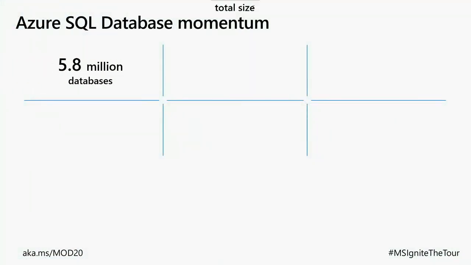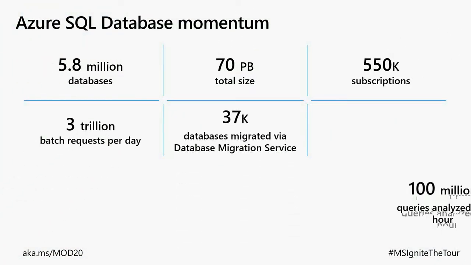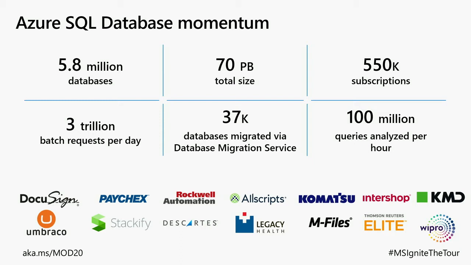So basically, I'm ready to do the migration, but before we do that, let's talk a little bit about Azure SQL Database. We have a very nice momentum, 70 petabytes in size. This slide is already a couple of weeks old, so it's probably more by now. 37,000 databases migrated using the DMS, and way more using other methods as well. So you see that it's going pretty well for Azure SQL Database.